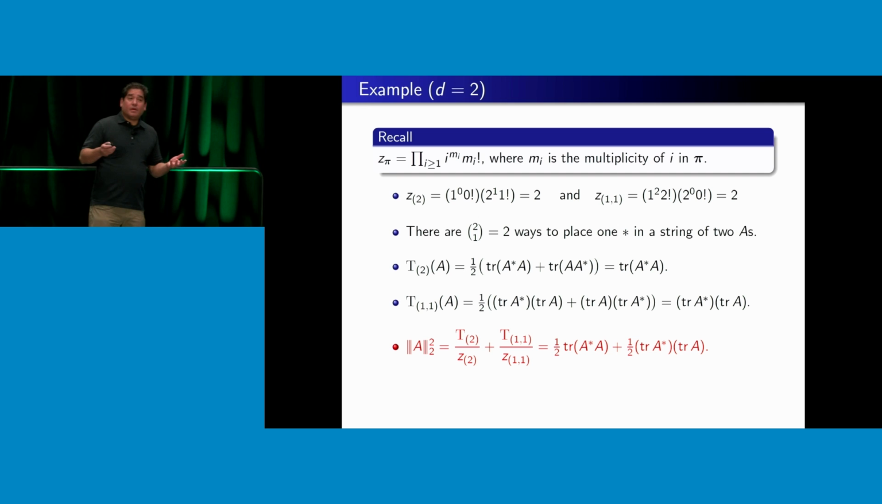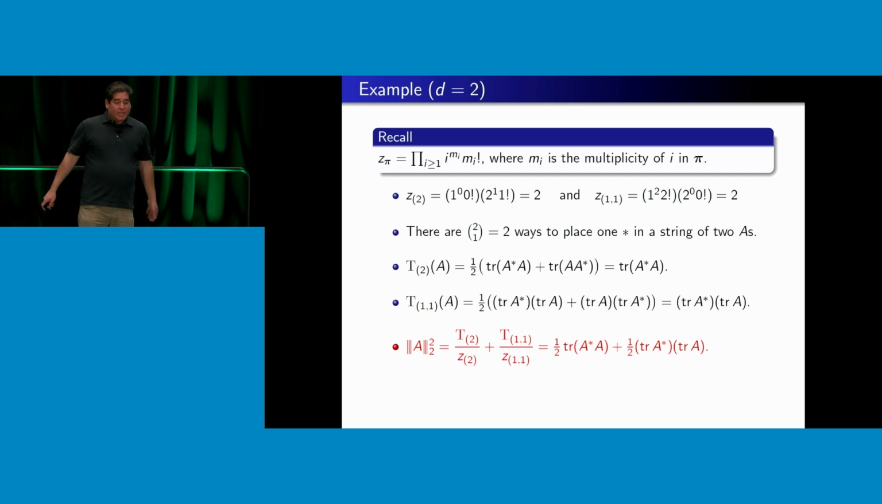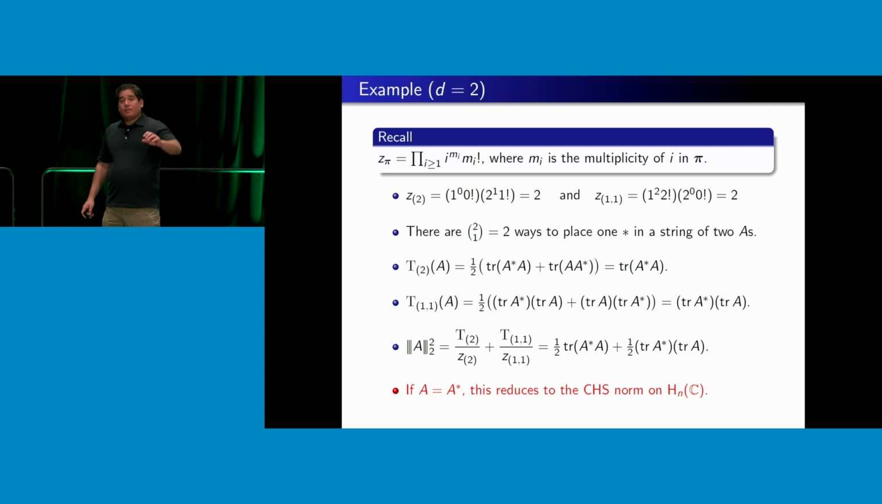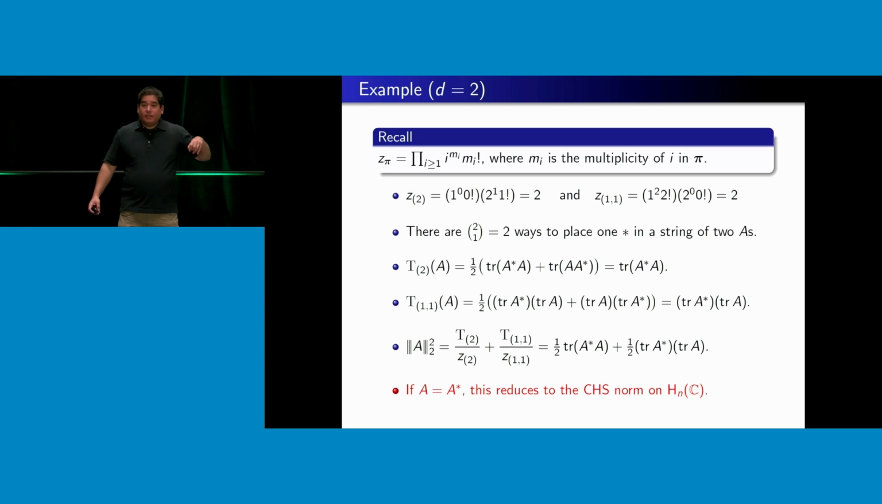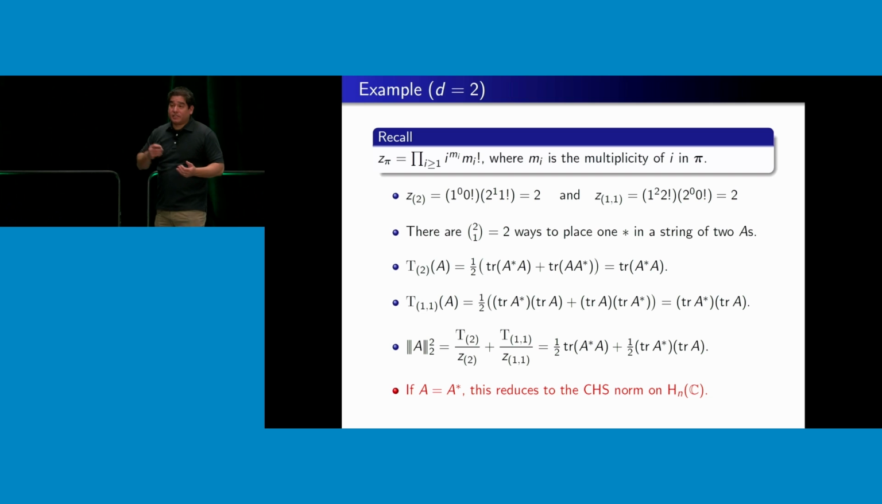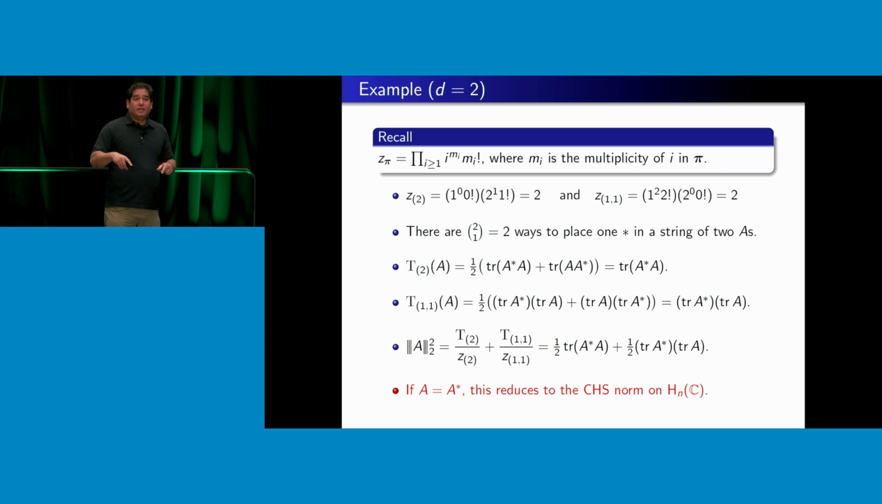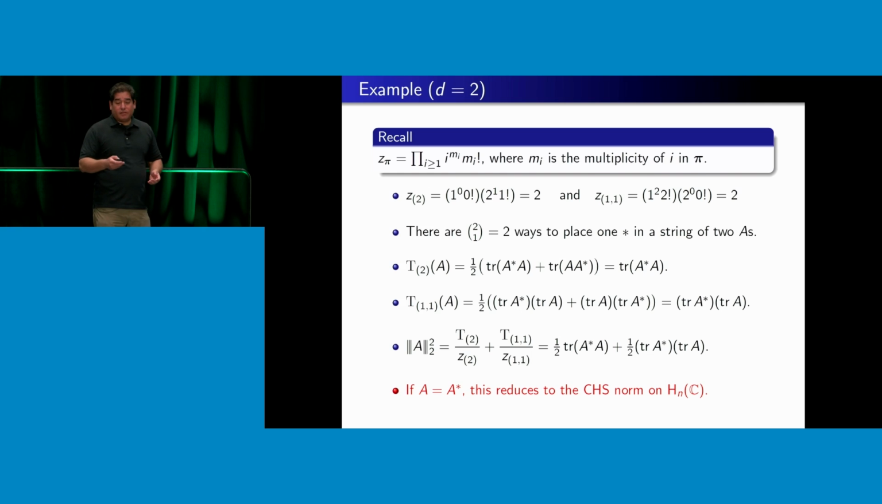Kind of weird, but you can see it's kind of a nice formula, and it's not obvious at all that these things should satisfy the triangle inequality. Cool fact: if A is equal to A star, if I'm dealing with a Hermitian matrix, or a real symmetric matrix if you're more comfortable with that, it reduces to that CHS norm, which was about the eigenvalues of your matrix.